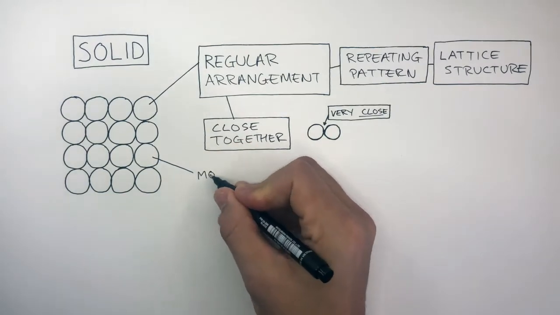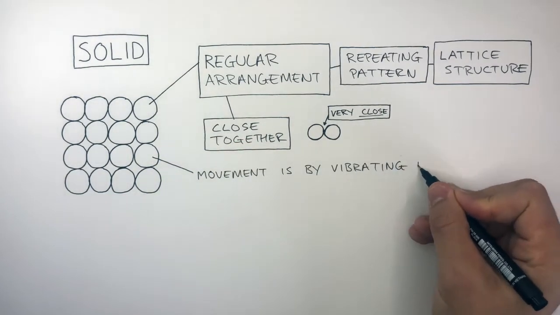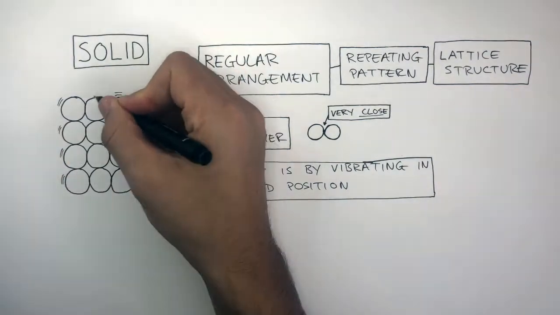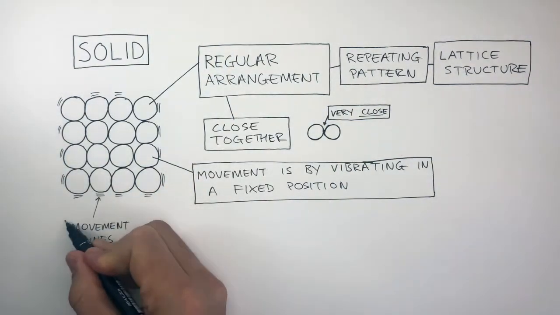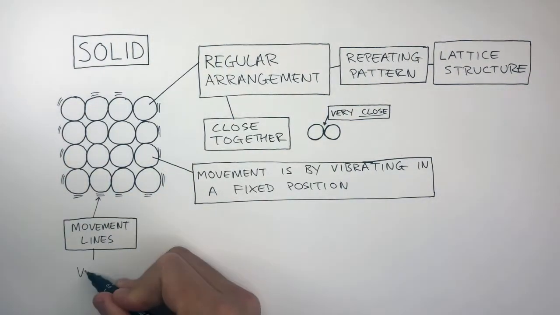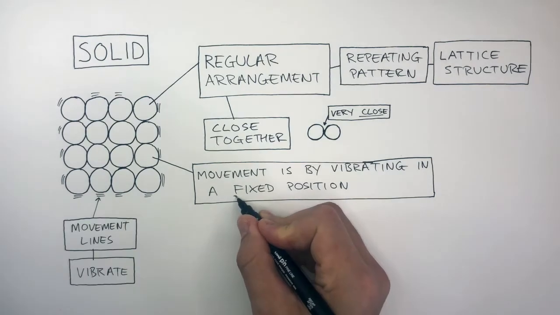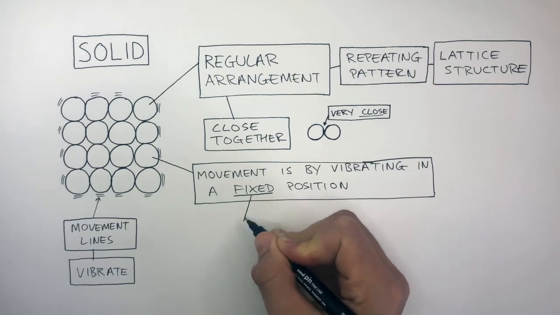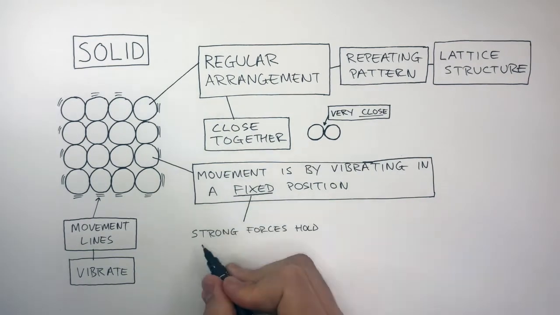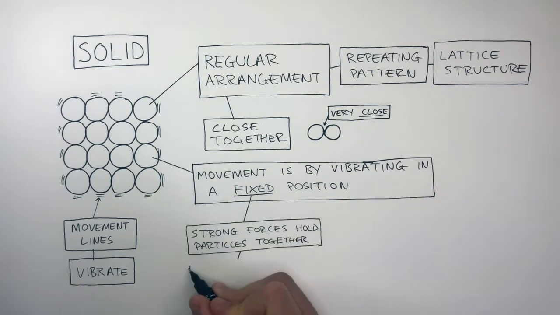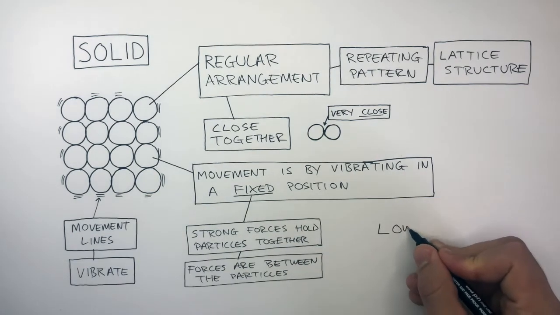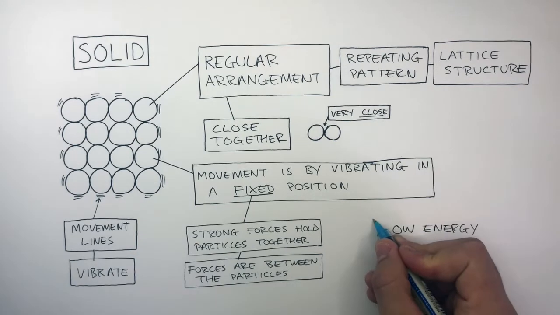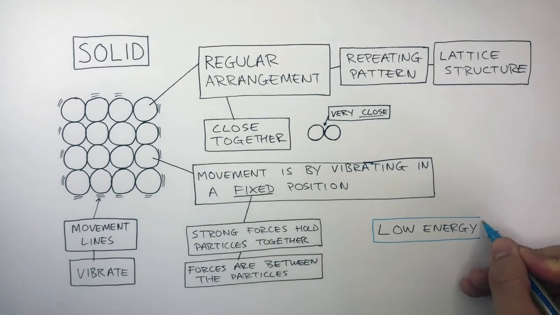In solids, the movement is by vibrating in a fixed position. These lines around the particles are movement lines, and they show how the particles are vibrating. The word fixed means particles cannot freely move. This is because there are strong forces holding the particles together, and these strong forces are between the particles. And overall, solids have low energy. Out of solids, liquids, and gases, they have the lowest amount of energy.